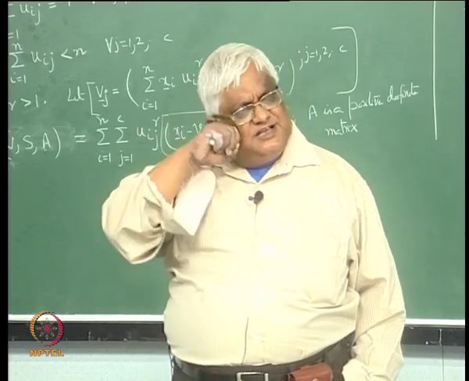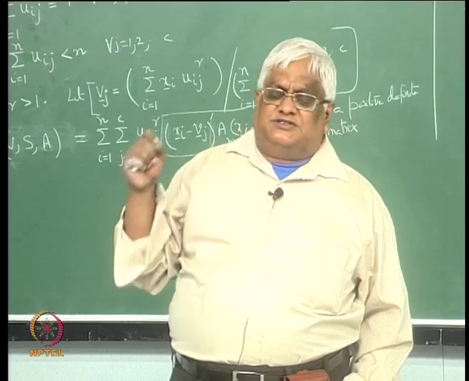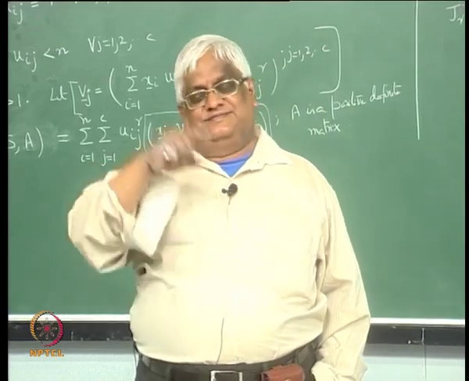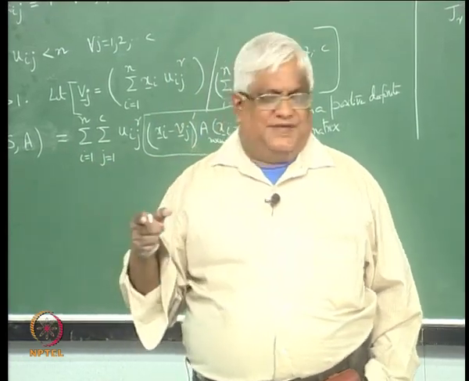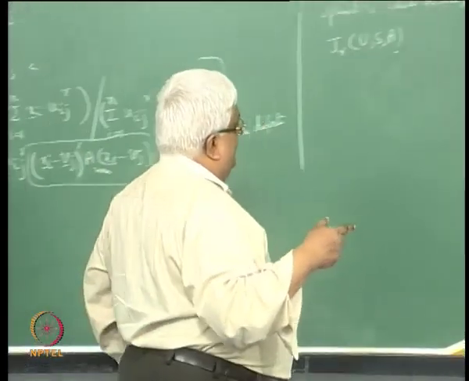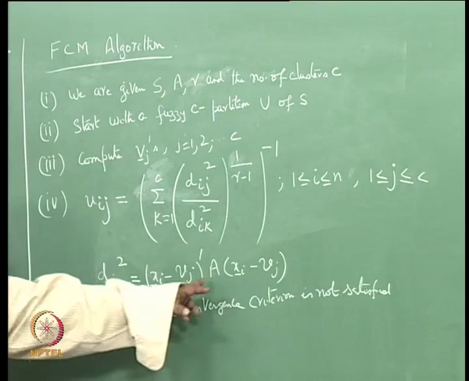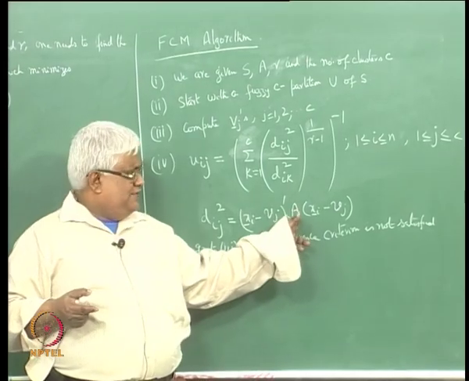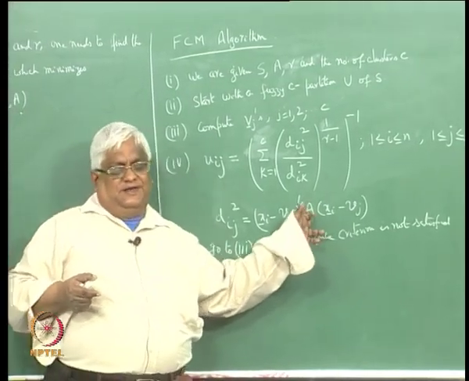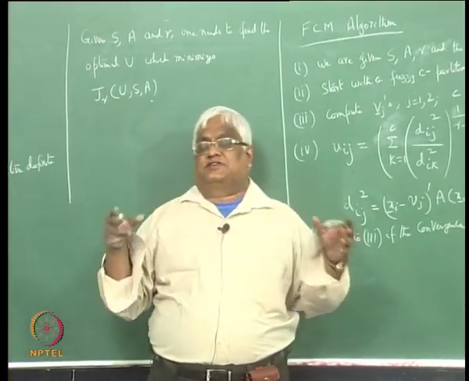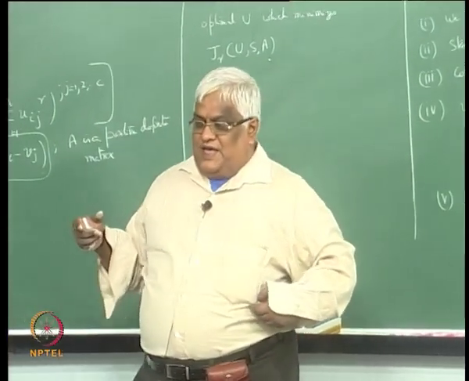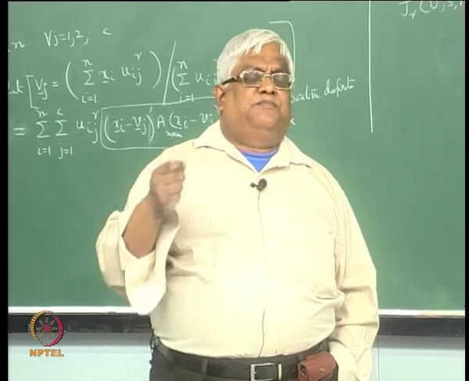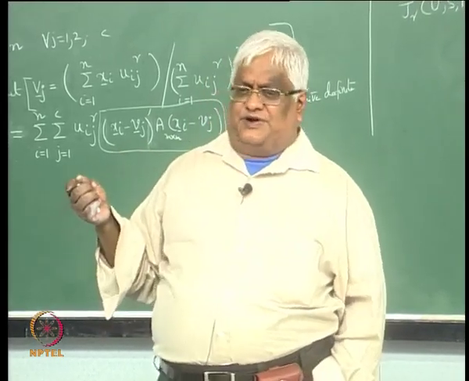And thirdly, there is one more thing. What sort of clusters are we going to get? They are essentially again convex sort of clusters. If this A is the usual identity matrix, then you will get basically convex sort of clusters. Again, the problems regarding non-convexity and other things need to be properly addressed in this context.